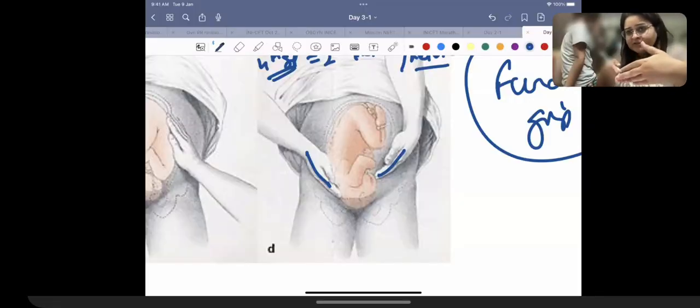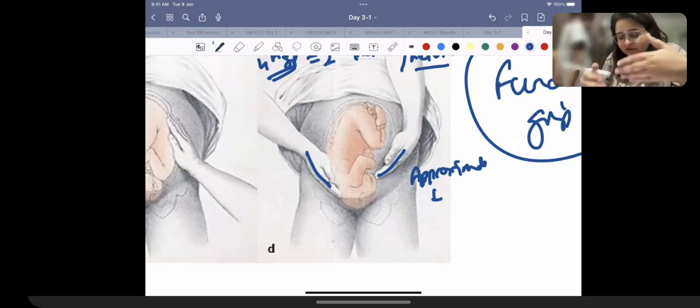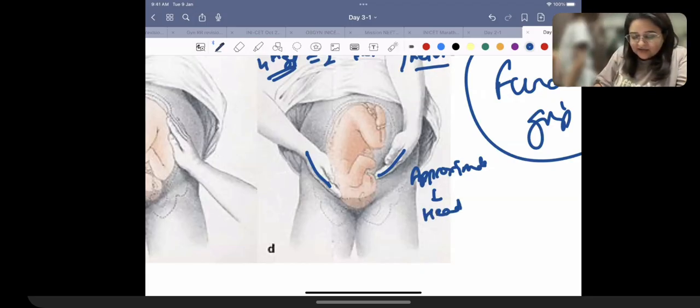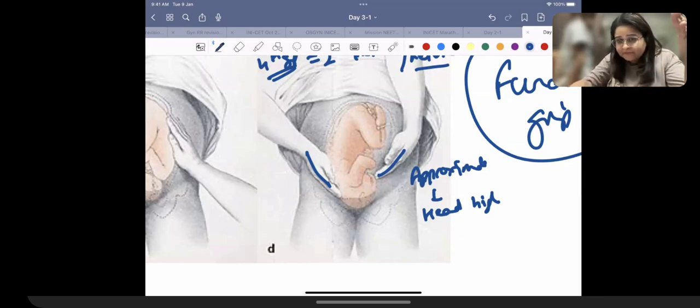If we can approximate our hands, that means the head is high. It hasn't entered the pelvis. So if you can approximate your hands, or if your hands are converging, the head is high. But if you are unable to approximate your hands, they are diverging. That means the head has entered the pelvis. Okay.